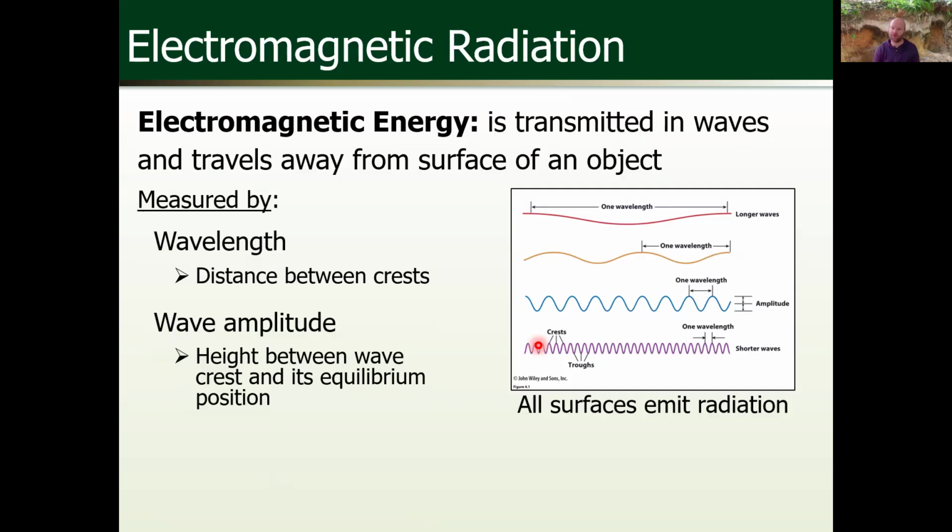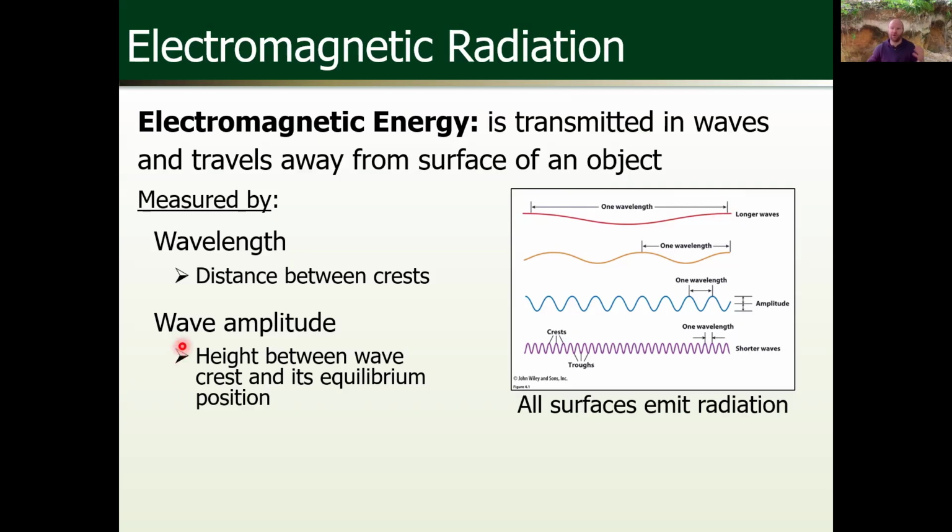Wavelength is measured as the distance between crests. From one crest to the next is a wavelength, and that's the distance. There's long wavelength energy and very short wavelength energy, and our short wavelength energy is our high energy, and our long wavelength is our low energy. More on that soon.